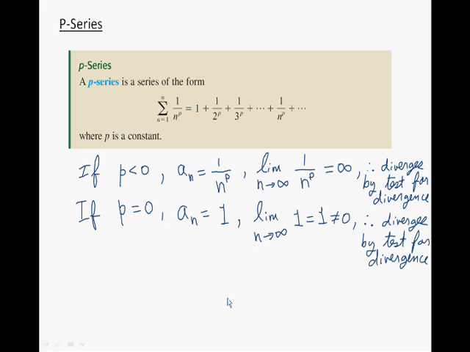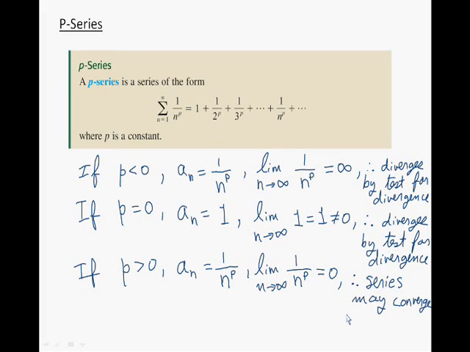We now look at what happens when p is greater than 0, and the nth term is equal to, and the limit as n approaches infinity is equal to 0 because p is greater than 0. So in this case, using the test for divergence, all that we can say is that the series may or may not converge. And to determine if the series converges, we use the integral test, and I'll leave that step up to you. The following theorem tells us for which values of p the p-series converges, and for which values of p this p-series diverges.